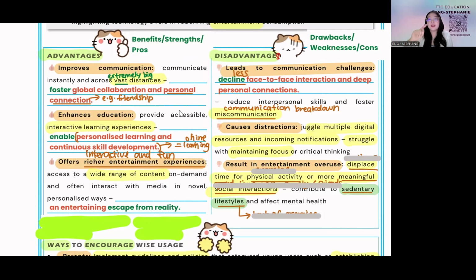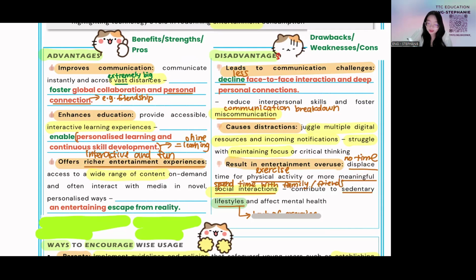Okay, and the next thing is because it offers richer entertainment experience, it also results in entertainment overuse. So there will be a displacement of time, which means that you will have no time for physical activity or more meaningful social interaction. So this is just simpler words, not harder words. Physical activity means your exercise. Social interaction means whether you want to spend your quality time with family or friends or not.